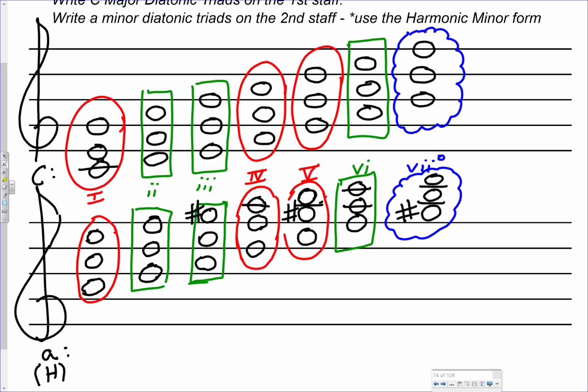So my tonic triad in A minor is obviously minor. That's a minor third, A to C, and a major third, C to E. So my Roman numeral is going to be a lowercase 1.